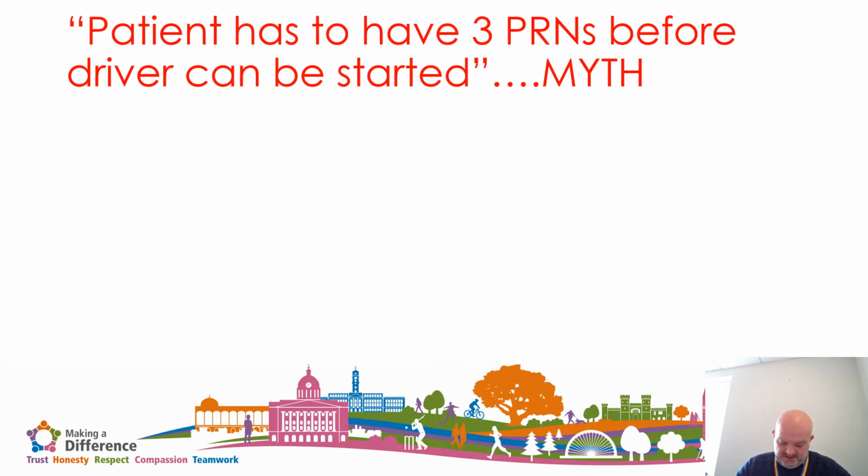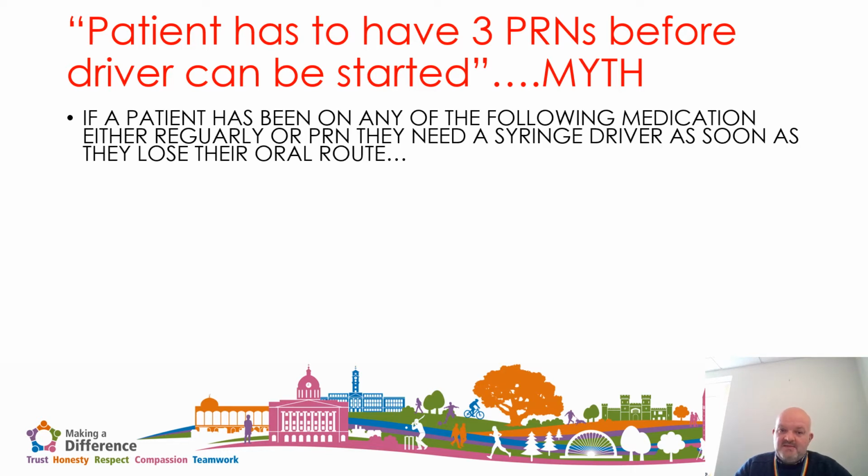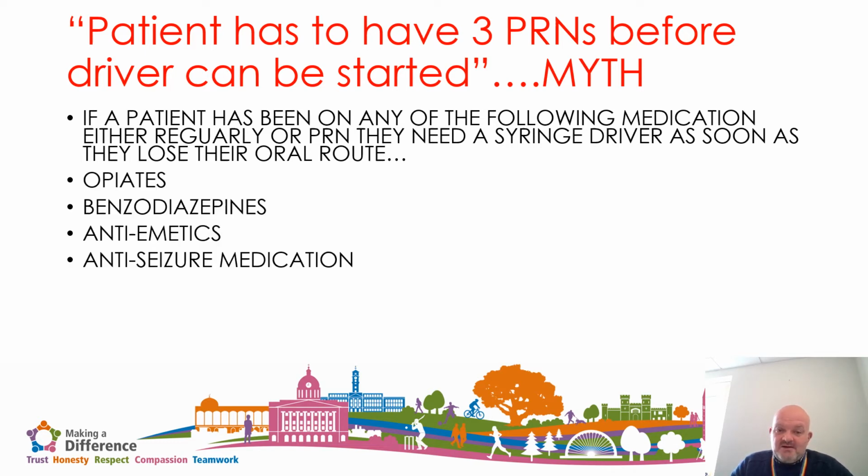The other thing I wanted to discuss is that there's been a myth around for some time, and this myth is that a patient should have at least 3 PRNs before a driver can be started. This is not the case. As you can see there, if a patient has been on any of the following medication, either regularly or PRN, they need a syringe driver as soon as they lose their oral route. And these medications are opiates, benzodiazepines, antiemetics or anti-seizure medication.